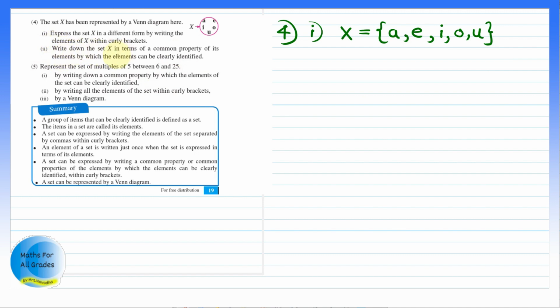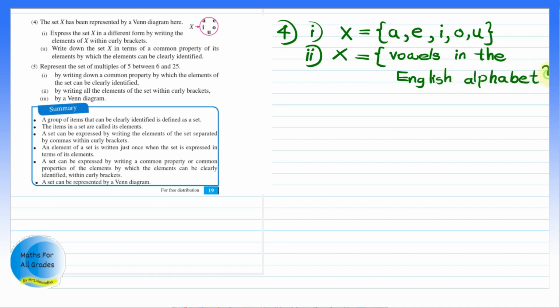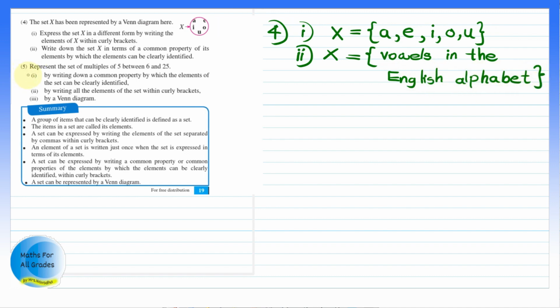Problem number 2. Write down the set X in terms of a common property of its elements by which the elements can be clearly identified. Common property means they are asking you to write this in a descriptive method. So these are the vowels in the English alphabet. Close the bracket.